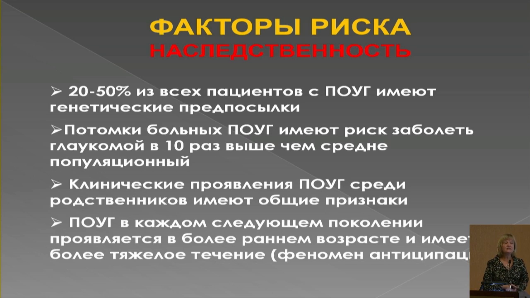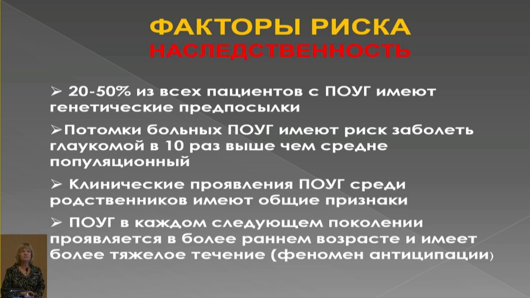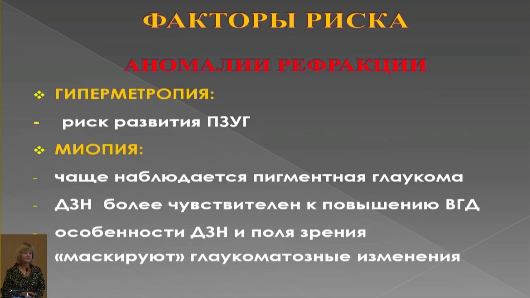Family history. It was shown that from 20 to 50% of all patients with POAG have some genetic predisposition. With that, the offspring of patients with POAG have a risk 10 times higher versus the average population. Clinical manifestations of glaucoma among relatives have similar features. Besides, primary glaucoma in each further generation is seen at an earlier age and has a more severe course. And this is how we see the anticipation phenomenon.